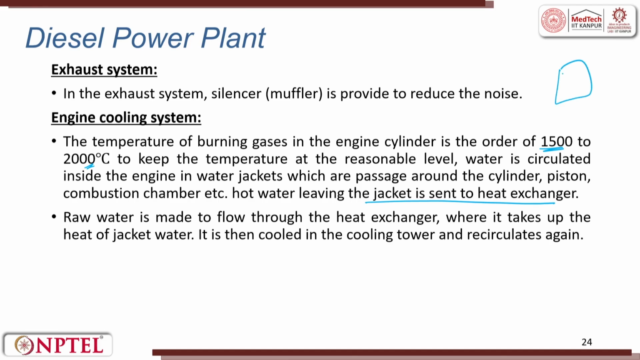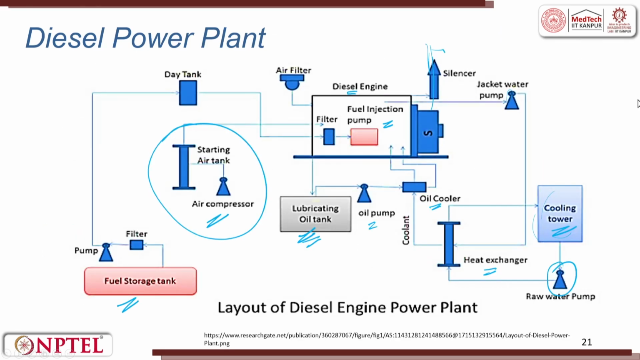Because you have an engine, there is water which goes around. Water is a working fluid, it will try to remove the heat and come out. Whatever comes out is still very hot. So, that will be passed to a heat exchanger, where it is exposed to cold air and the temperature comes down, so that it is a closed loop system. Raw water is made to flow through the heat exchanger, where it takes up the heat of the jacketed water. It is then cooled in the cooling tower and recirculated. If you see here, there is a cooling tower also, right.